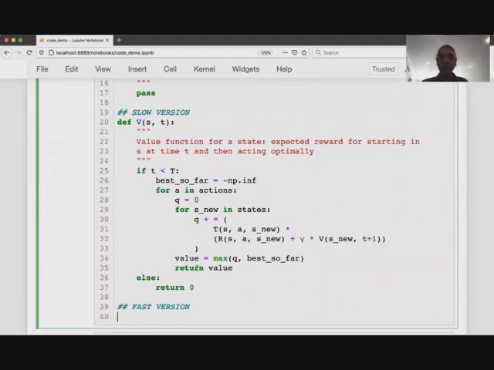And how does it work? Well, this way we started at the beginning, with t equals 0, then t equals 1, then t plus 1, t plus 1, and so on. But if we start at the end and work our way backwards, it'll actually be a lot faster.